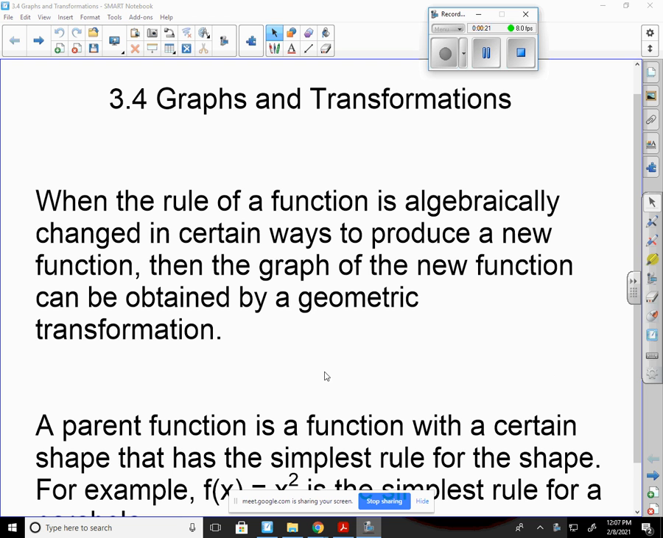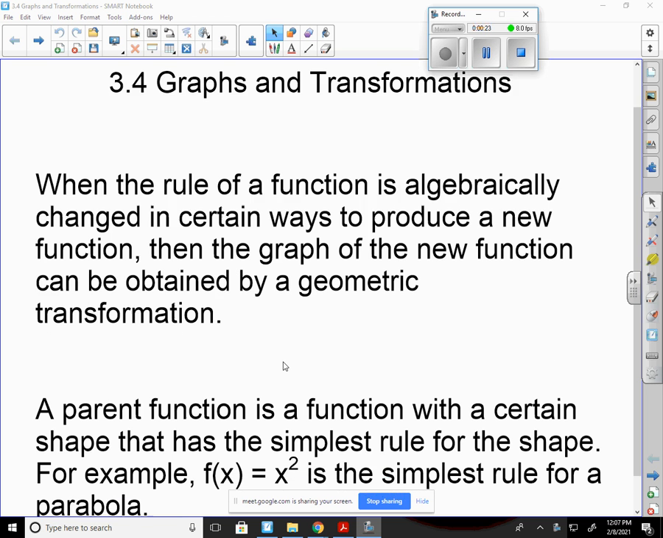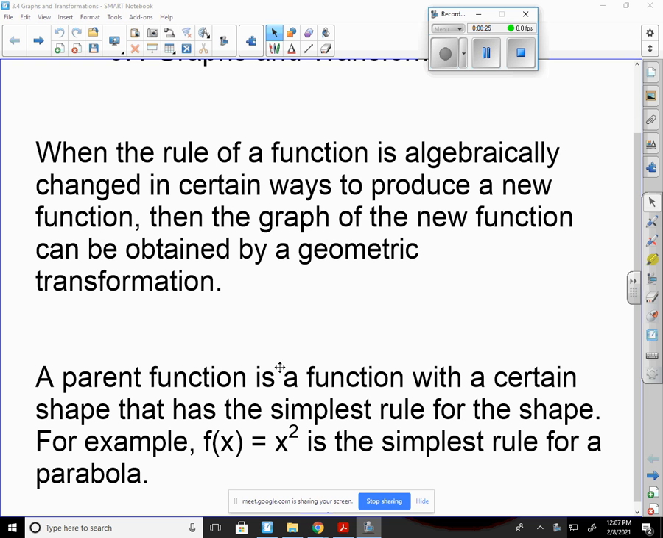Just kidding. Parent function is a function with a certain shape that has the simplest rule for the shape. For example, f of x equals x squared is the simplest rule for a parabola. Every other parabola comes from that original parent function of x squared.